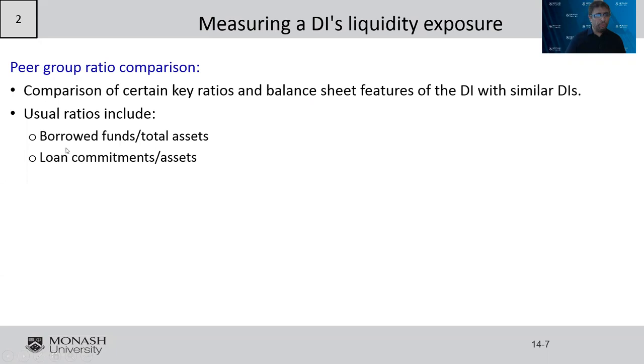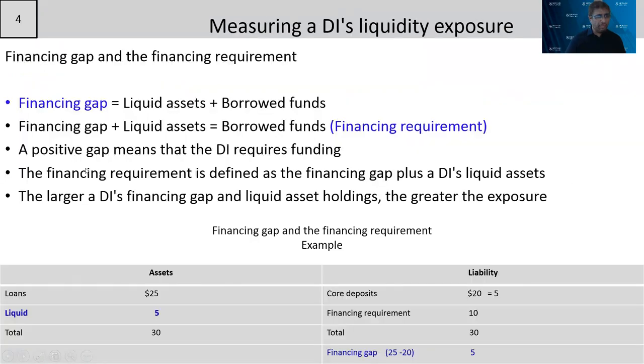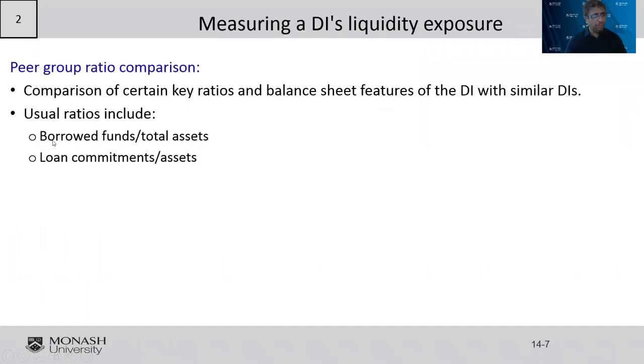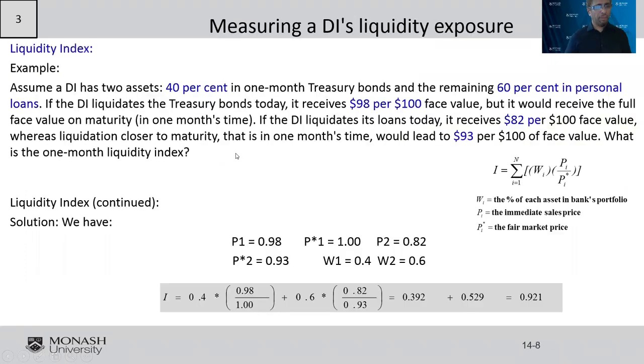Big group, as I told you, we have only two ratios. You can calculate these two ratios and compare them to the group, to the industry peers, and see how you are doing. This is the liquidity index, which has been in the test many times. Now, what I want to tell you about the liquidity index is that this is the formula, but don't worry about it. It looks a little bit like econometrics or something.